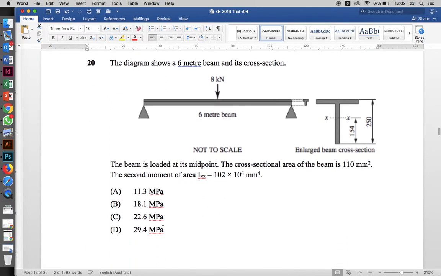Okay, this question here, there wasn't a question. Because there wasn't a question, that question got ignored by the teacher. If I had been here during the reading time, I would have amended it to say, find the maximum bending stress. Unfortunately, I wasn't here, so the question just got ignored, which is probably for the best because it's a question 20. It's a harder question.